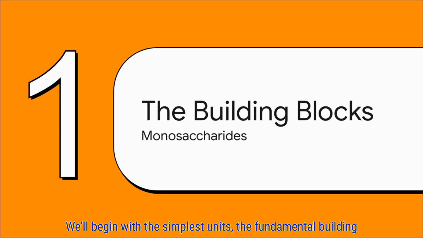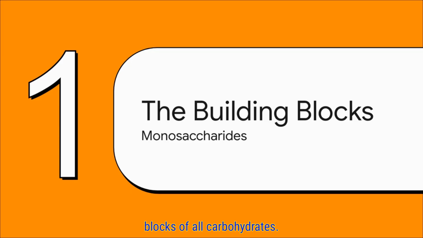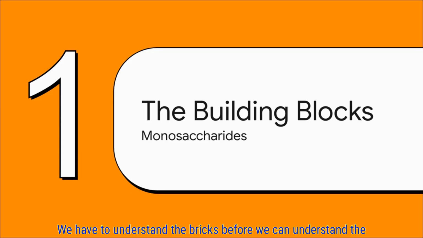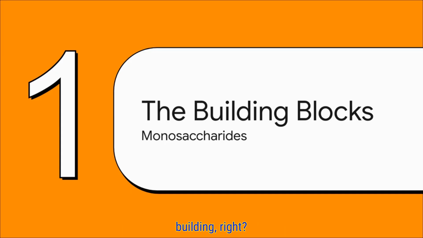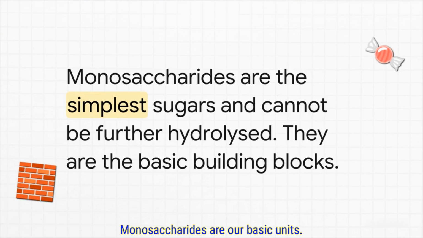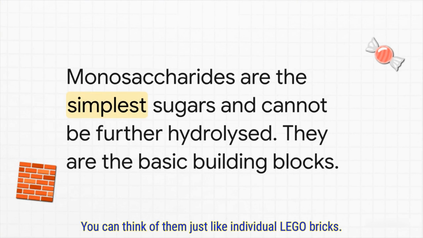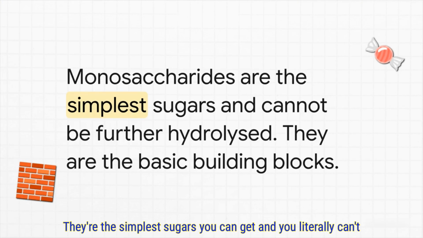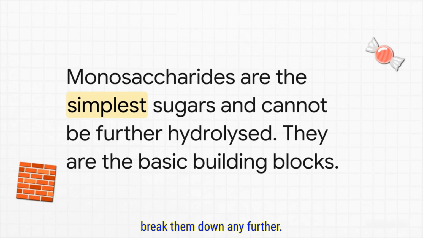Okay, so where do we start? We'll begin with the simplest units, the fundamental building blocks of all carbohydrates. We have to understand the bricks before we can understand the building, right? Let's really understand this step by step. Monosaccharides are our basic units. You can think of them just like individual Lego bricks. They're the simplest sugars you can get, and you literally can't break them down any further. This is our starting point.